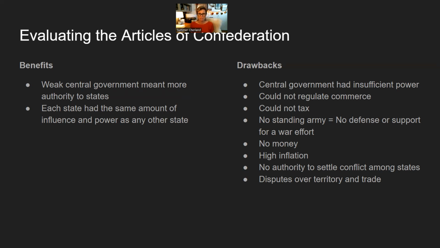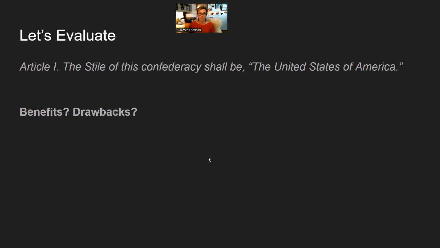No money. There was no way to make money. How does the central government even get money? There's no taxes. There's no central bank. Each state has its own bank. There was a lot of high inflation, which we'll discuss later. And there was no authority among these 13 delegates to settle any disputes that occurred among the states. And then finally, there was a lot of controversy over territory, which state had which control, where the boundaries were drawn, and who could trade with whom using what currency. So these are some of the concerns and the benefits of the Articles of Confederation.